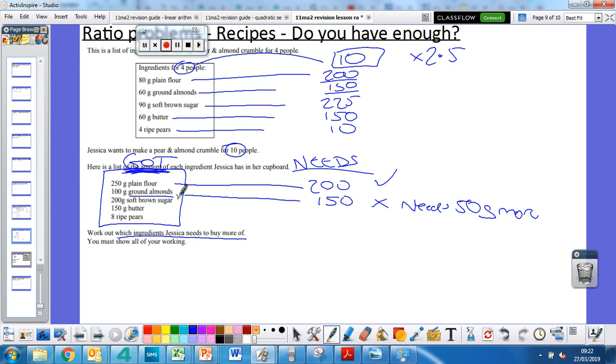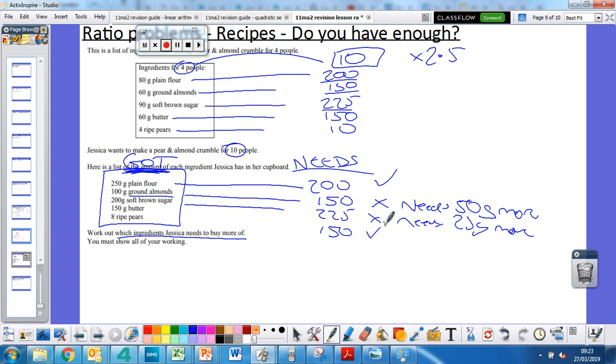200 grams of soft brown sugar she's got. What does she need? 225. Does she have enough? Well, she needs 225. She's only got 200. She hasn't got enough. She needs 25 grams more. The 150 grams of butter she's got. What does she need? She needs 150. Does she have enough? She wants 150. She's got 150. She's got exactly the right amount. No need to weigh it out.